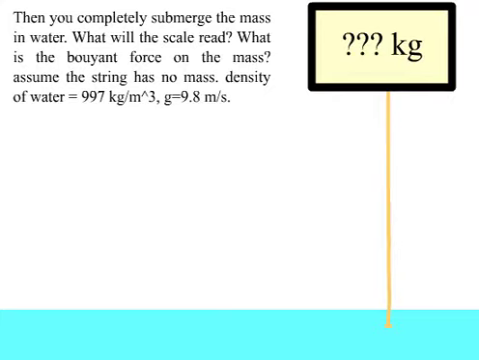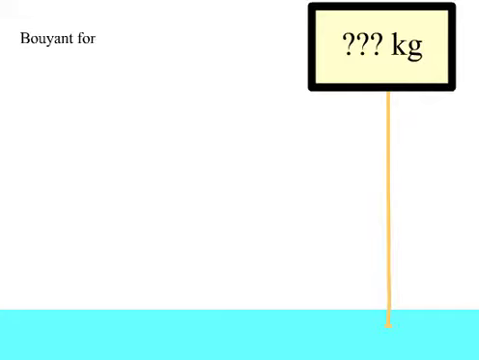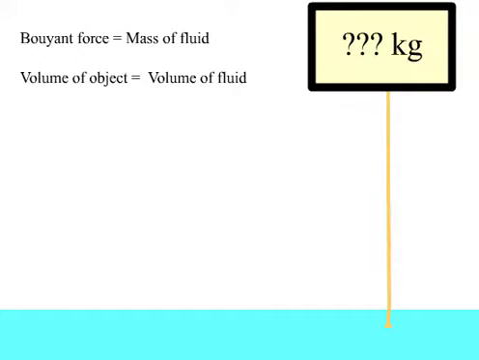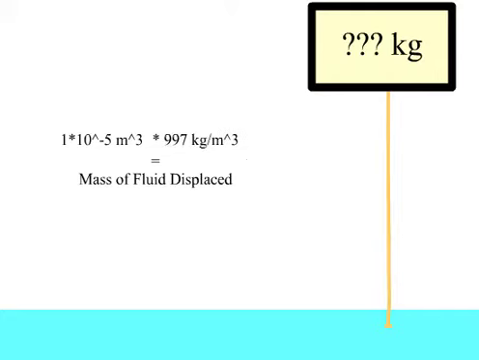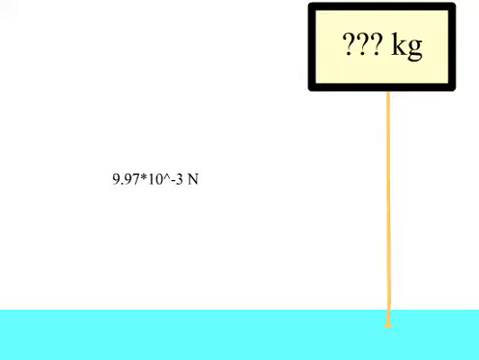So to do this, we're first going to have to figure out the buoyant force on it. And as we know, the buoyant force is equal to the mass of the liquid displaced. And we also know that for an object completely submerged in a liquid, its volume is going to be equal to the volume of the liquid displaced. So all we're going to have to do is take the volume of our weight and multiply it by the density of water to get the mass of the water displaced. 1 times 10 to the negative 5 meters cubed times 997. And that'll just be equal to 9.97 times 10 to the negative third. And that's in newtons. So we have our buoyant force is 9.97 times 10 to the negative third newtons. And that's pretty small, so it's not going to have that big of an impact on it.